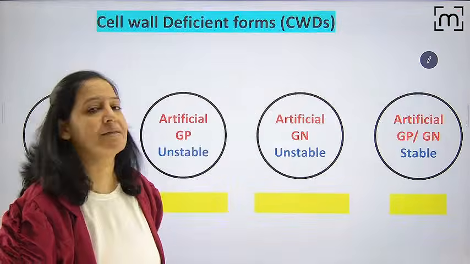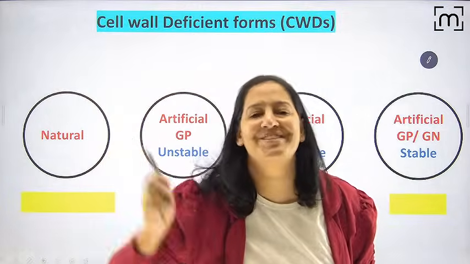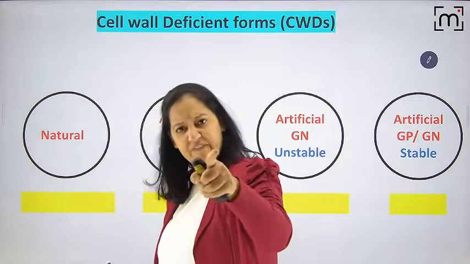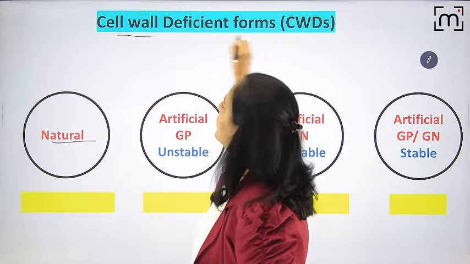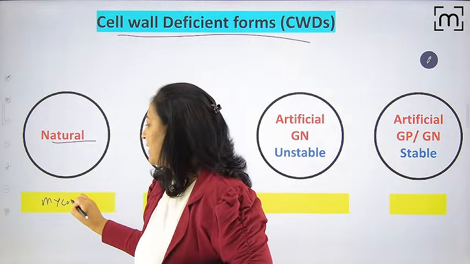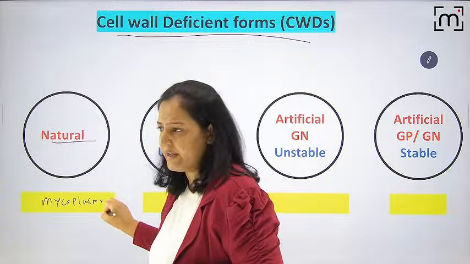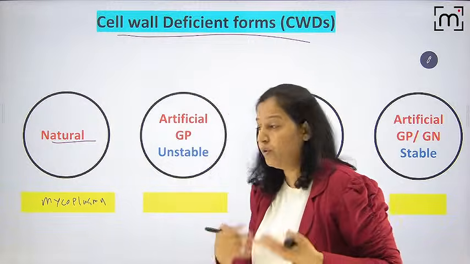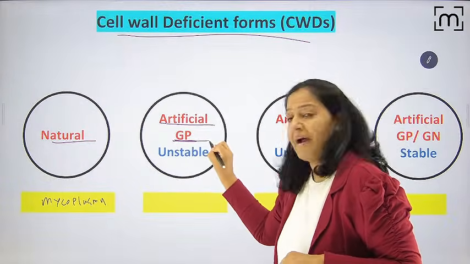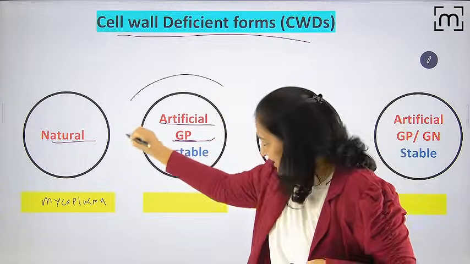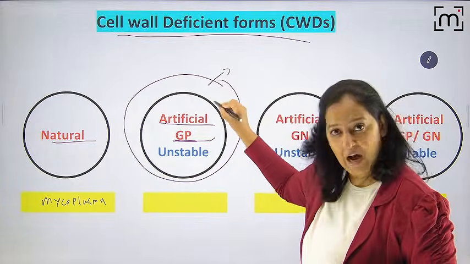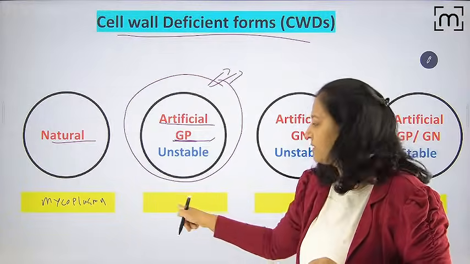Now 4 questions, 4 answers. Please understand it. Tell me, a natural bacteria which is CWD. I guess everyone knows the answer: a natural bacteria which is CWD is mycoplasma. Okay, yes, it's correct. But now tell me an artificial gram-positive bacteria, in which the cell wall was given, but artificially I, a human, have removed it, either using beta-lactam or lysozyme. What is it known as?